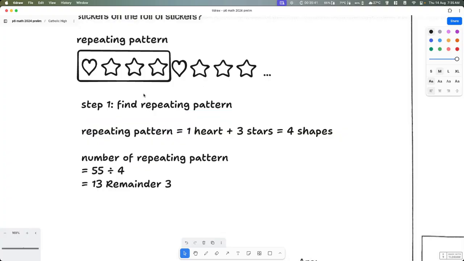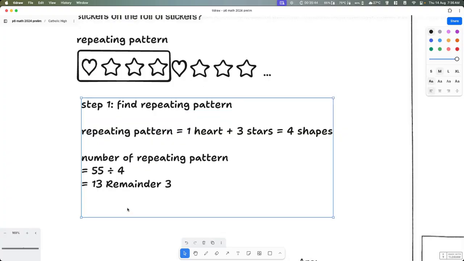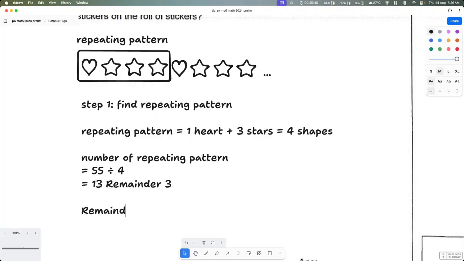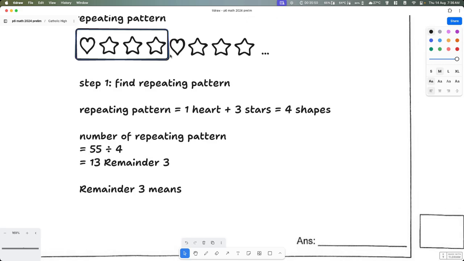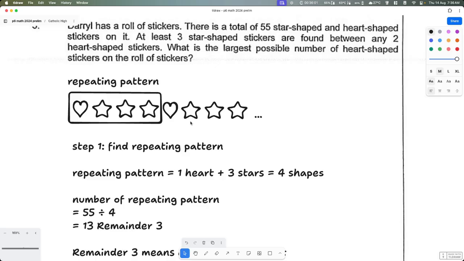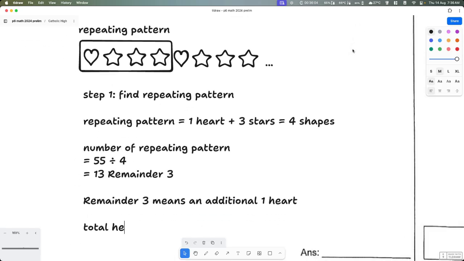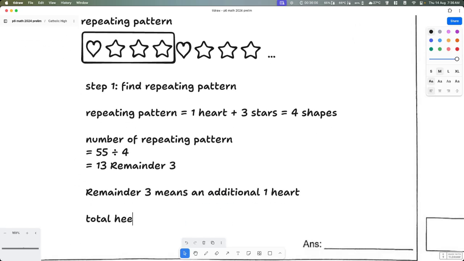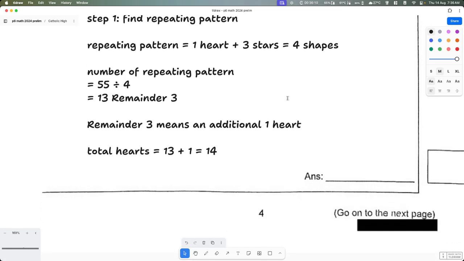So the remainder of 3 means basically an additional one heart, as many as possible. So total hearts is equal to 13 plus 1, equal to 14. And that's it. That's the answer to this question, 14.